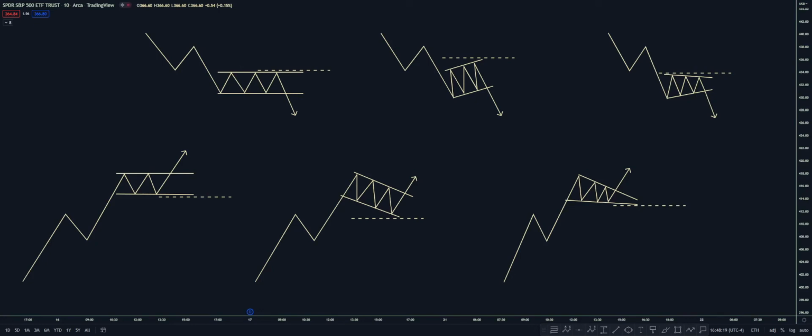And how can you go about playing these, or how would I go about playing these? Well, when I see 3 touches within a formation, I go in and I apply my trend lines. I like to wait for a 4th touch to see if that lower or upper trend line is respected. And then once I see that 4th touch, I like to bid within the formations. So for example, we have 1, 2, 3 touches.